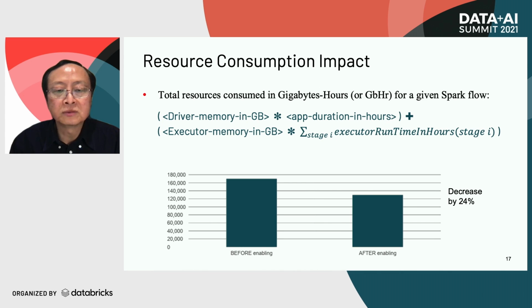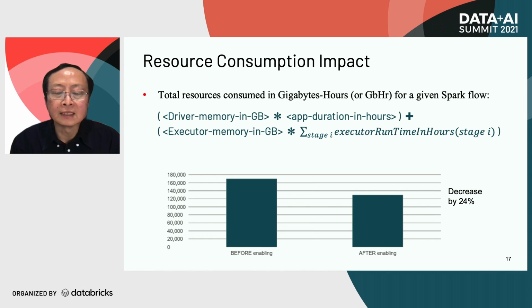As for the executor resource consumption, we use executor runtime, which is task elapsed time. We basically add all the task elapsed time for all the tasks within a stage. We add them together, and then we add all the numbers for all the stages together, and then times the executor memory in gigabytes. Then we can get the total executor resource consumption.